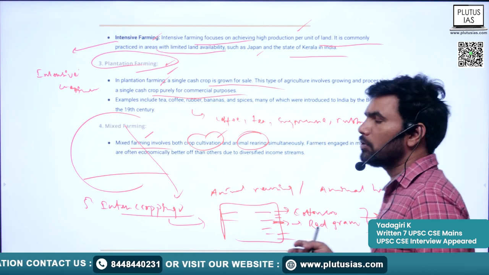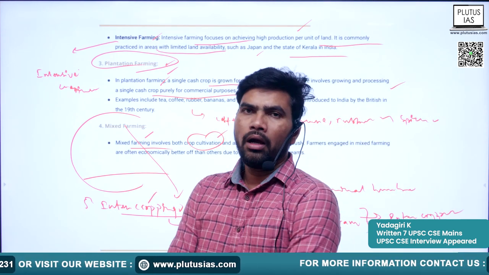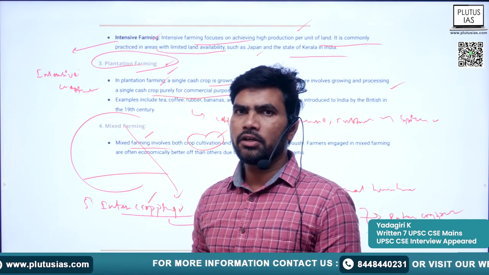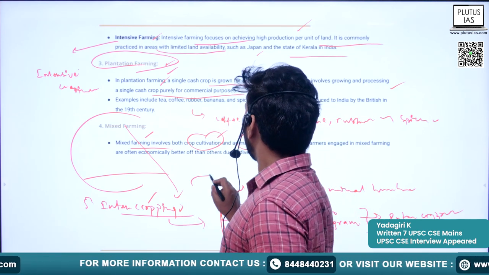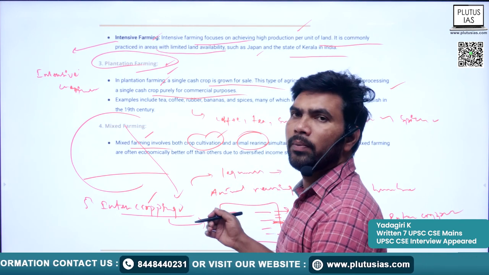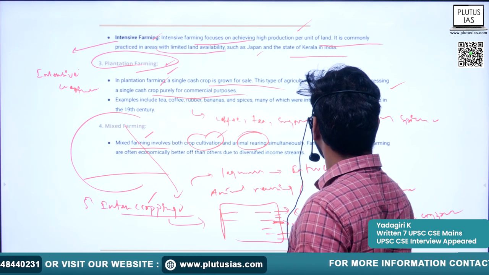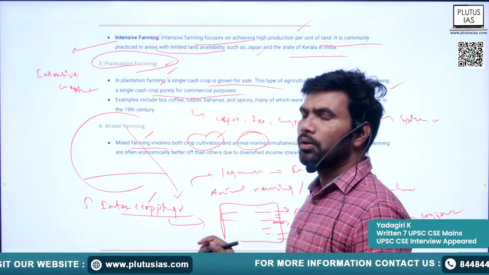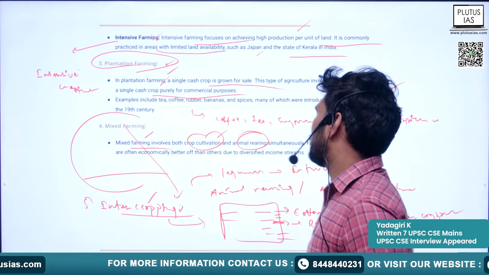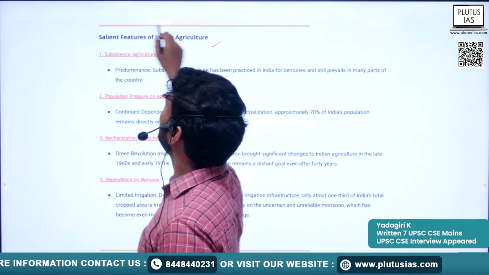There are many examples when it comes to intercropping. In between the patches of the normal crops, generally legumes will be used as an intercrop. Right. So try to remember these differences about the different types of agriculture. Next, we will see some salient features of Indian agriculture.